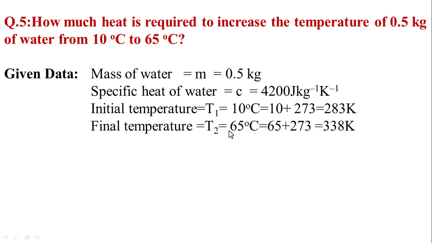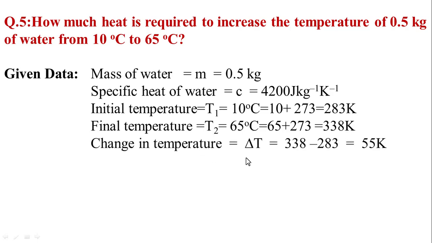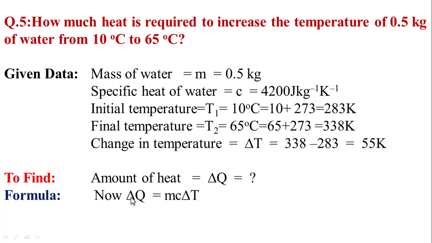Final temperature T2 is equal to 65 Celsius. So 65 plus 273 is equal to 338 Kelvin. Now the change in temperature delta T is equal to final temperature minus initial temperature. Then 338 minus 283 is equal to 55 Kelvin. Now we can find the amount of heat, delta Q, using the formula delta Q is equal to mc delta T.